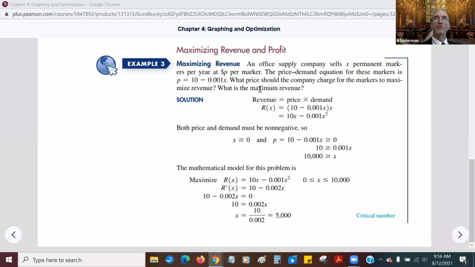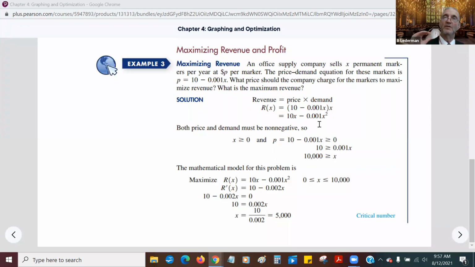Well, revenue is equal to price times demand. In other words, how much you charge times how many you sell. That's a nice way of saying it. So R of x is the price, 10 minus 0.001x, times demand, which is x, which is 10x minus 0.001x squared. And by the way, right away, you see this is good. We're going to do calculus, but you can see right away, because that's a negative number, it's just an upside down parabola.